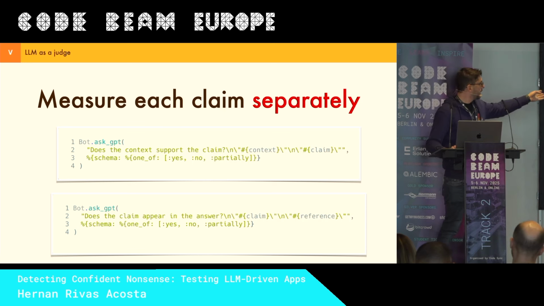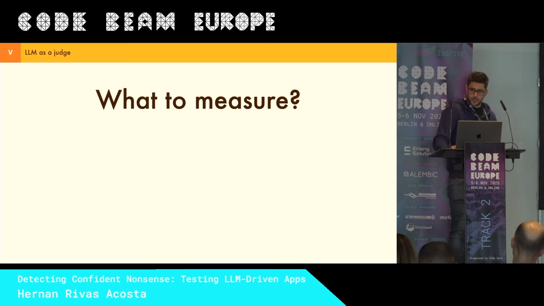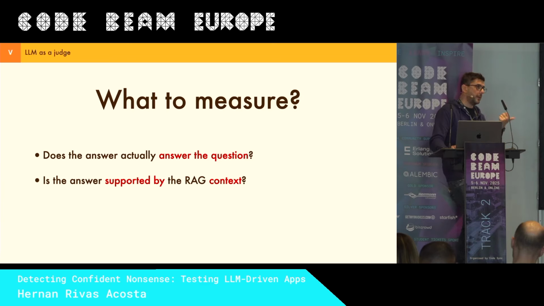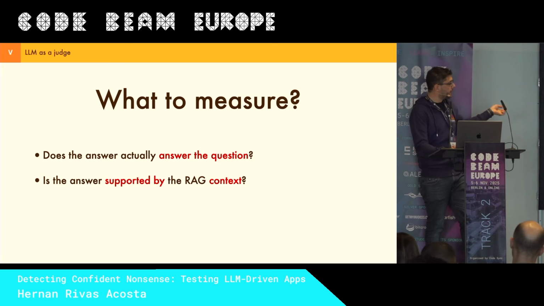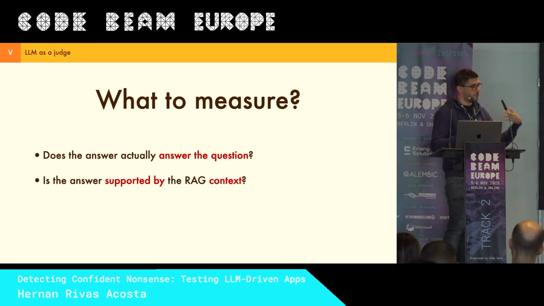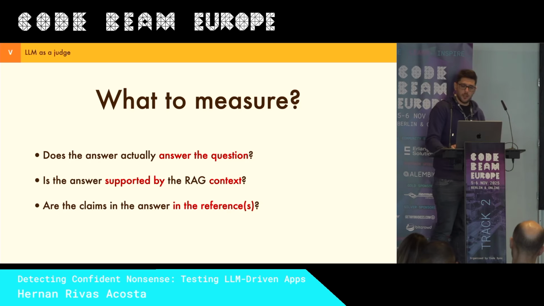For example, does the context support it, or does it appear in the ideal answer that we wanted? So things that we can measure are: are we answering the question of the user? Is that answer supported by the RAG, or did it basically hallucinate it? It doesn't matter if it's correct or not. It could be correct, but if the source of this information is the training data that the LLM had, then you are more vulnerable to mistakes later, right?